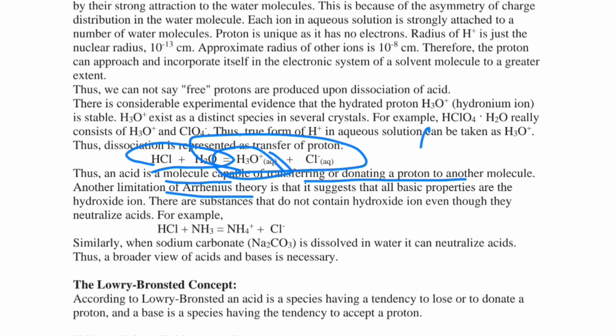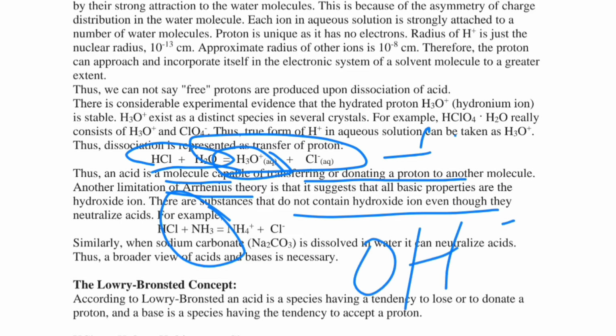This is the first limitation of Arrhenius. The limitation is that it says all basic properties come from the hydroxide ion, but this is not true. There are some substances which do not have hydroxide ions that can act as bases. You can see here NH3. NH3 is a base, but it doesn't have an OH- ion. According to Arrhenius, bases are those substances which give OH- ions in water. But NH3 doesn't contain any OH- ions, so how can it be a base? This is the limitation. Arrhenius was unable to explain this.